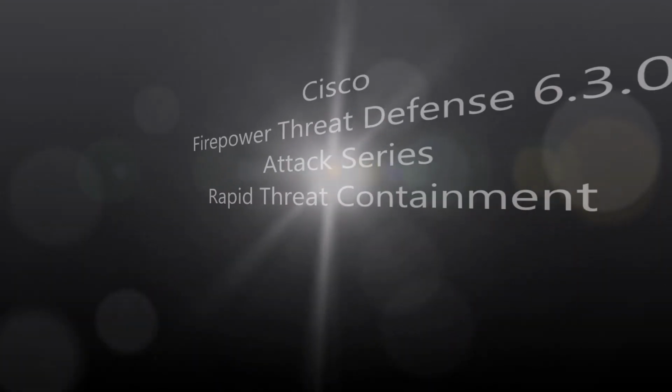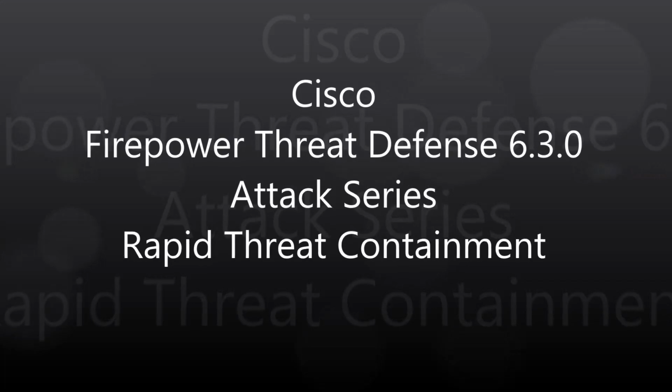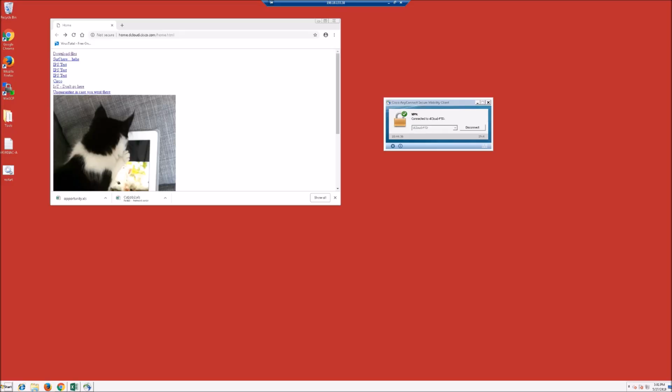Cisco Firepower Threat Defense 630, the attack series, Rapid Threat Containment. All right, this is really cool, right? So you can actually build correlation policies to trigger action against an asset if an IPS event was triggered.